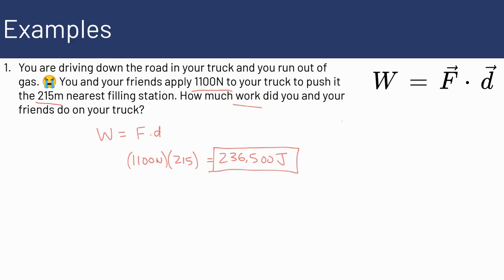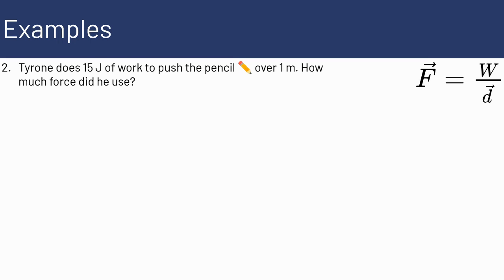So if we look at our units here real quick, we have newtons times meters. And a newton is a kilogram times meters per second squared. So we multiply that by meters, and we end up with kilograms times meters squared per second squared, which is equal to joules.